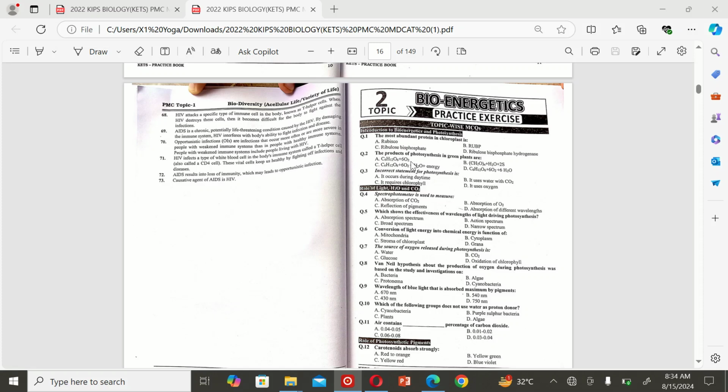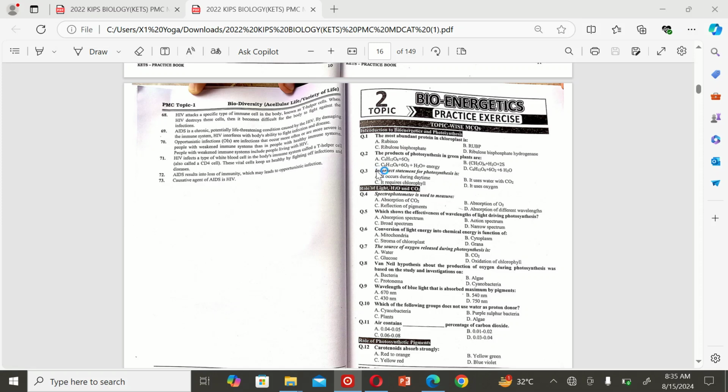The next MCQ is: the product of photosynthesis in green plants is A. C6H12O6 plus 6O2, B. CH2O n plus H2O plus 2S, C. C6H12O6 plus 6O2 plus H2O plus energy, and D. C6H12O6 plus 6O2 plus 6H2O. So the correct option is D.